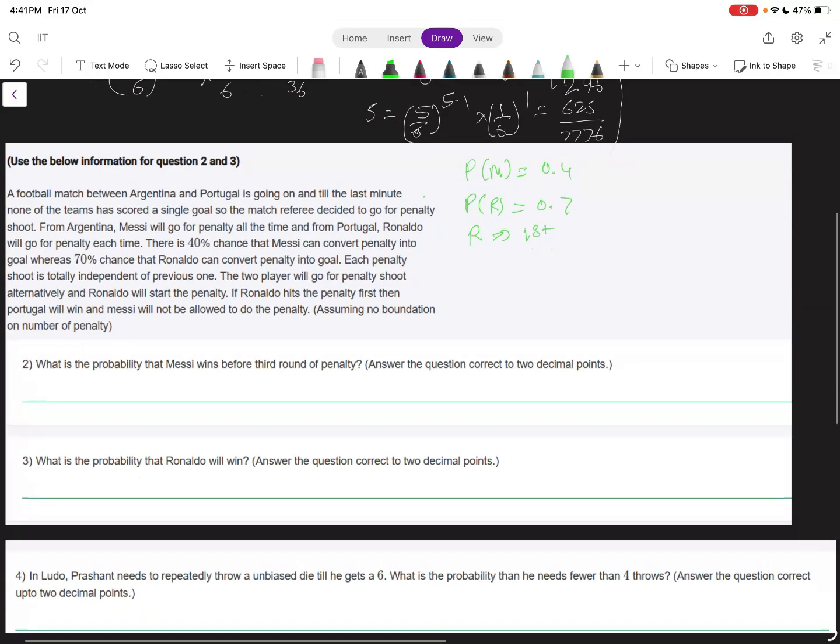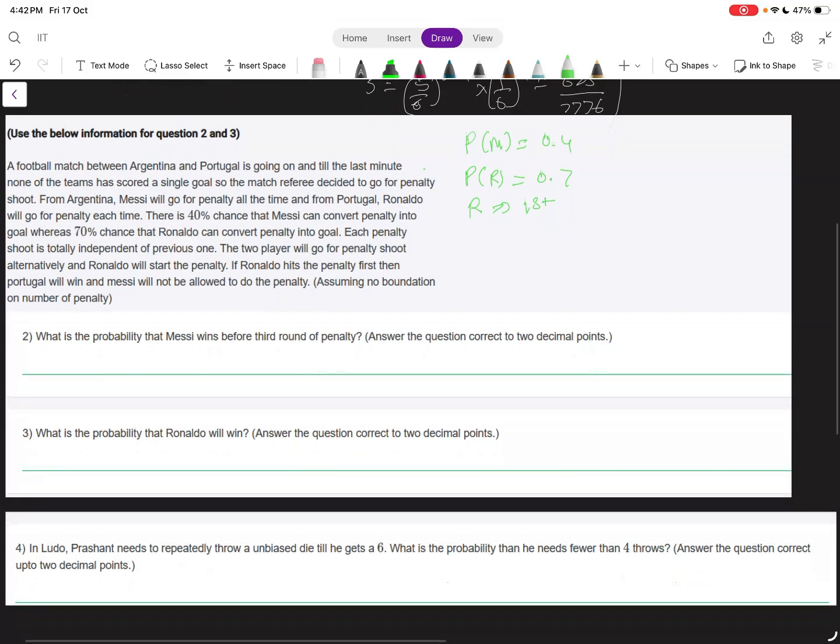So now we have question number 2. What is the probability that Messi wins before the third round of penalty? That means Messi scores a goal on his first or second turn, and Ronaldo does not score on his attempt before. So round 1, how does the round look like?